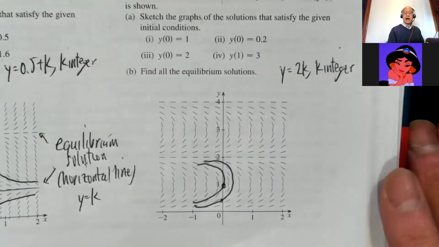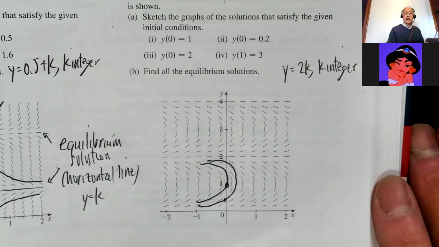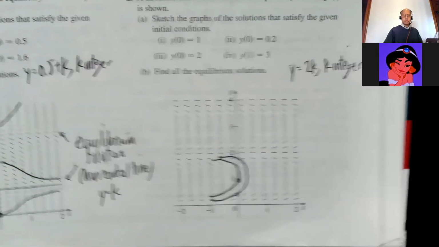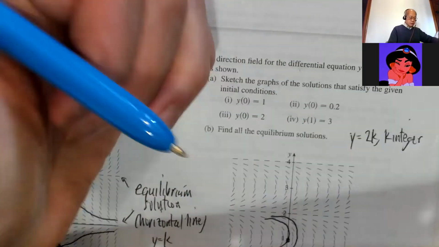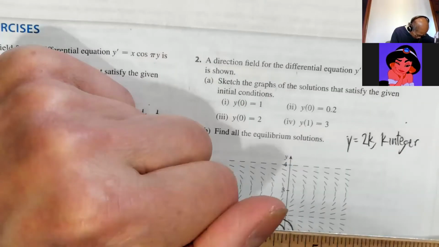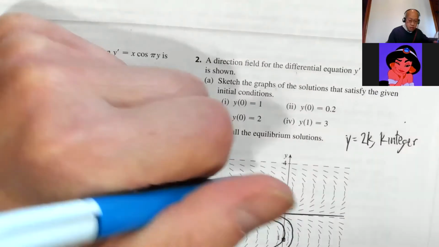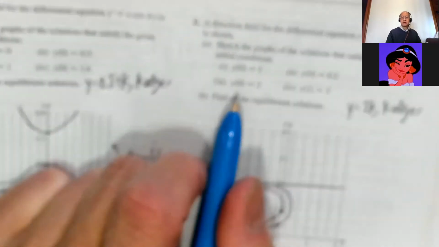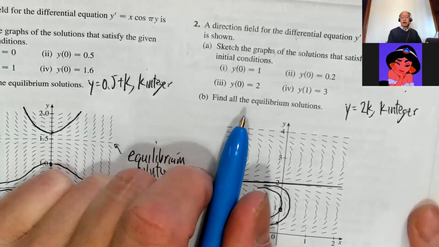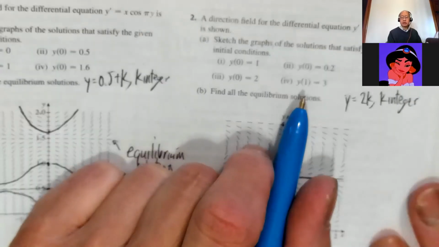All right, so I did y of 0 is 2. That is going to be a horizontal line. Let me see if I can draw it without tapping my chain tool. Okay, whoops, it's a little bit crooked. y of 0 equals 2, and y of 1 equals 3.